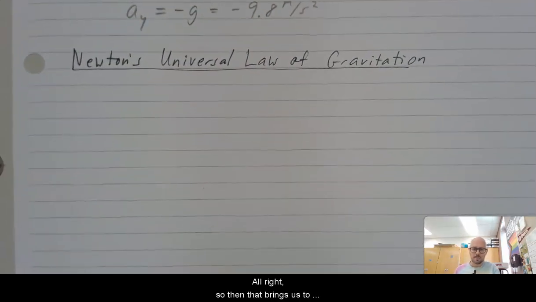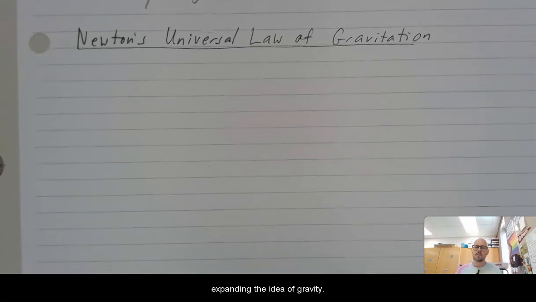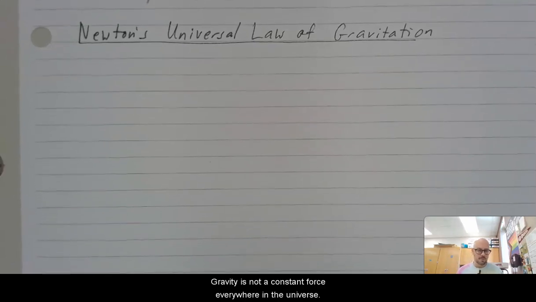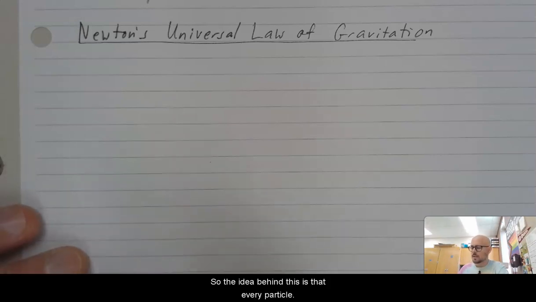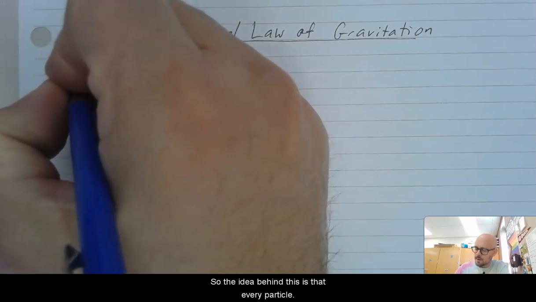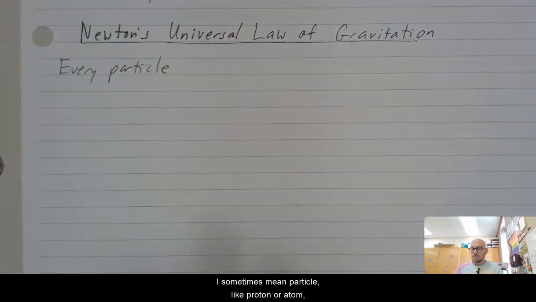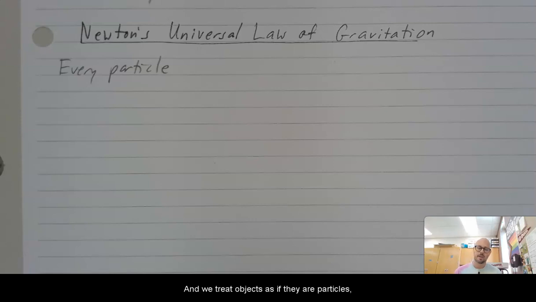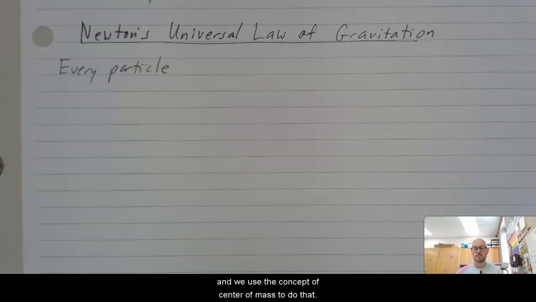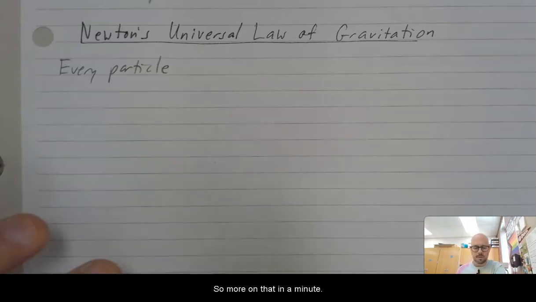All right, so then that brings us to expanding the idea of gravity. Gravity is not a constant force everywhere in the universe, and Isaac Newton figured out a law that describes the force of gravity anywhere in the universe due to two objects. So the idea behind this is that every particle, now by particle, I sometimes mean particle, like proton or atom, but usually I mean object. And we treat objects as if they are particles, and we use the concept of center of mass to do that. So more on that in a minute.